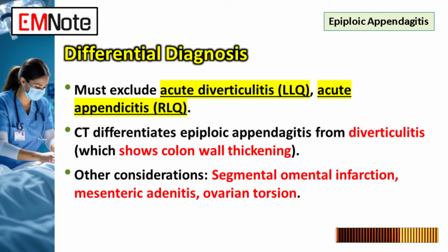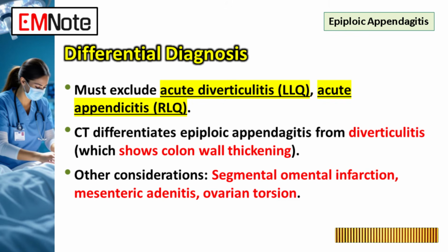Now let's quickly run through the main conditions we need to differentiate this from. The big three mimics. Right, it's all about location. Right lower quadrant pain, the top mimic is acute appendicitis. Similar pain, but appendicitis usually brings fever, maybe vomiting, and that elevated white count. Left lower quadrant pain, sigmoid diverticulitis is the main concern. Again, look for fever, higher white count, and the CT will show diverticula and usually more definite bowel wall thickening.